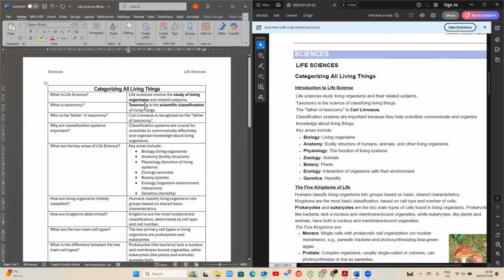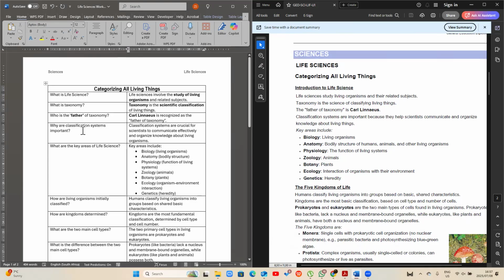Since we know now what taxonomy is, we also need to know who is the founder of taxonomy, or better yet, the father of taxonomy, and that would be Carl Linnaeus. So Carl Linnaeus is recognized as the father of taxonomy because he was the founder of the topic.